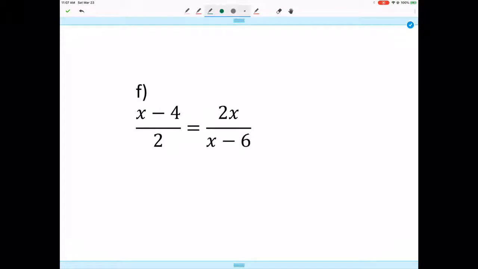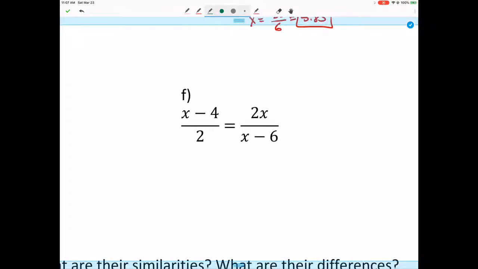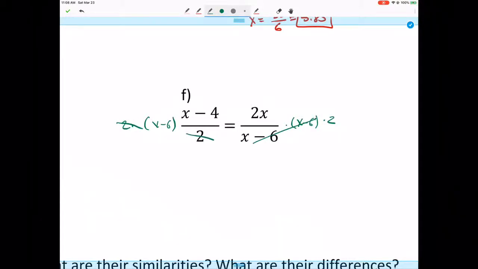Okay, so in this problem, we have x's in the top, we have x's in the bottom. We can do the same thing if we wanted to. We could multiply both sides by x minus 6 and x minus 6. Those would cancel. And then we could also multiply both sides by 2. Okay, that would cancel, and we would end up getting x minus 6 times x minus 4 equals 2 times 2x.